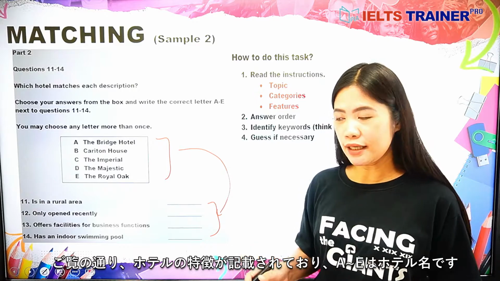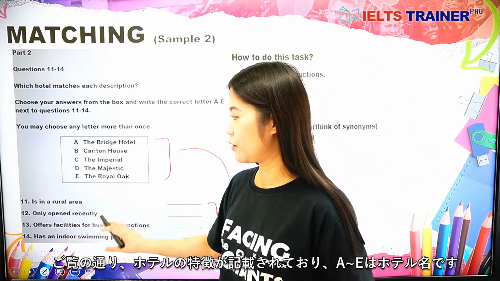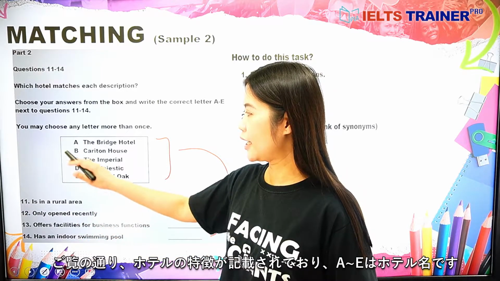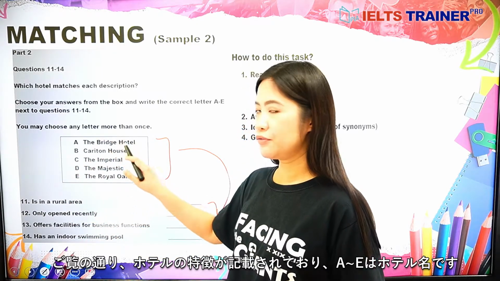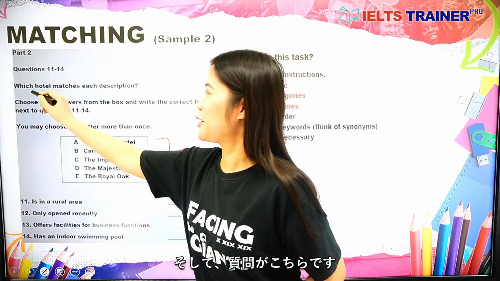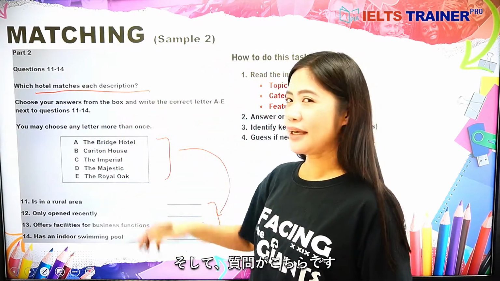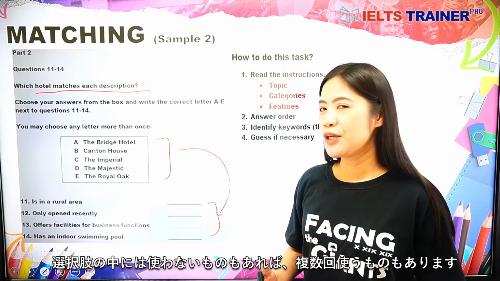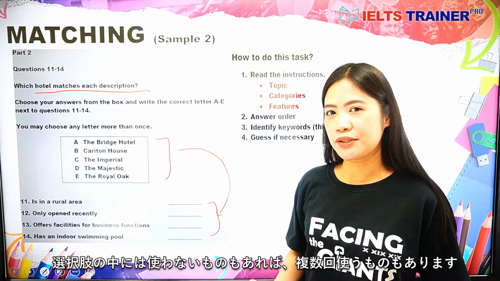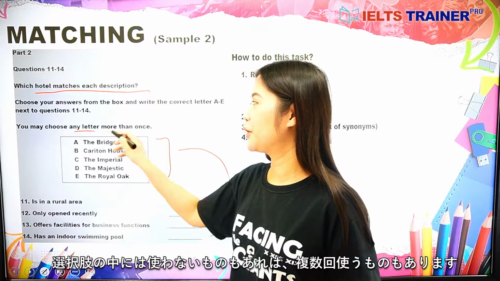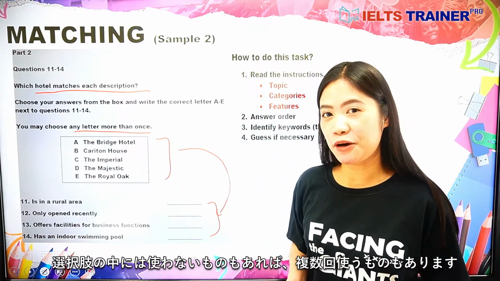As you can see, these are all the features of hotels, and the options A to E are the names of different hotels. And here's the question. It is significant to notice the instruction because you may not need to use some letters, but it is possible for the same letter to be used more than once, so take note of that.